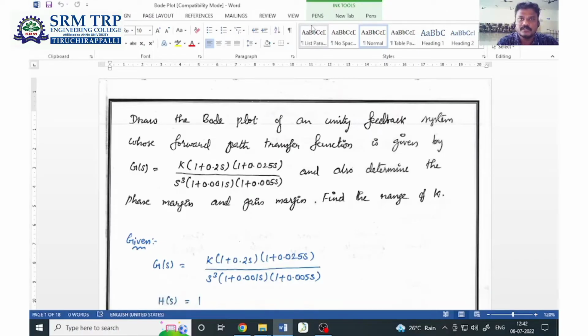Hello everyone. In this session, we are going to discuss one important problem in Bode plot. In this problem, we are going to determine phase margin, gain margin, and the range of gain of the given system. So let us directly go into the problem. First, the question they have asked.